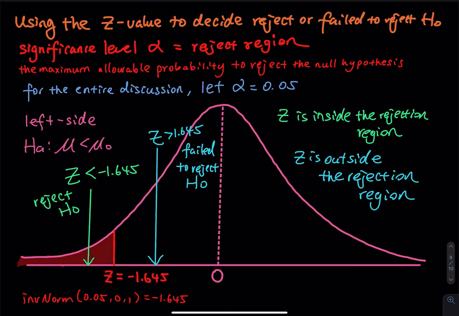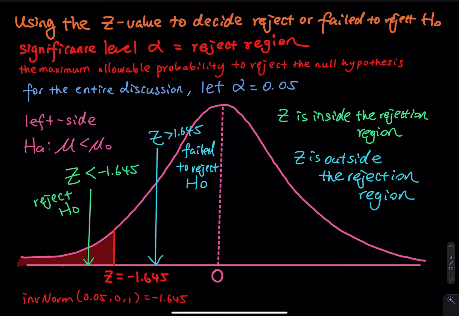So first of all, let's go over some vocabulary. We should not say go over, we should call that a review. The first one is significance level alpha, which has another name, the rejection region, if we are talking about pictures. What is alpha? Alpha is the maximum allowable probability to reject the null hypothesis, and alpha is usually given in the problem. So for the entire discussion, I would like to let alpha be 0.05.